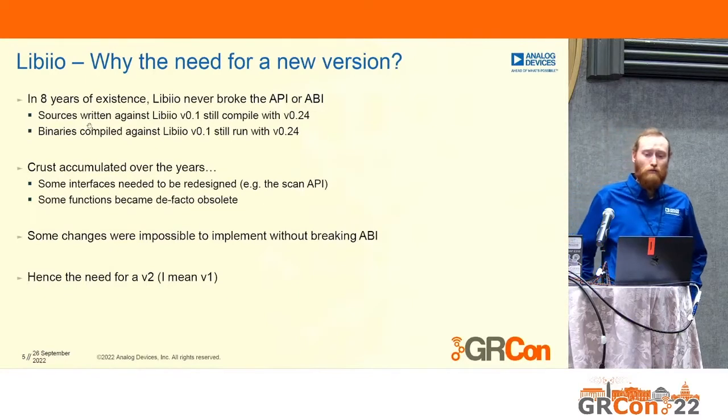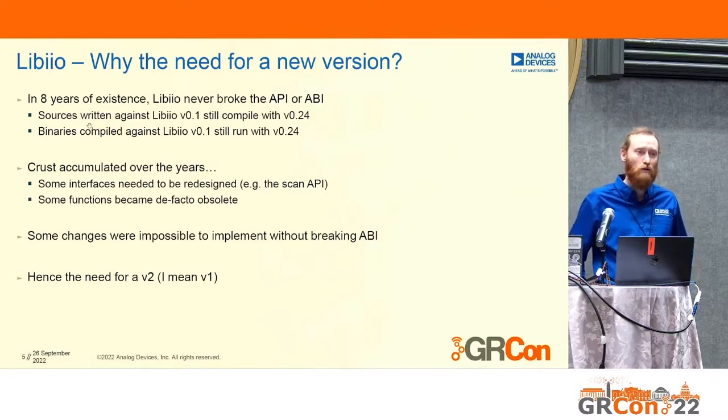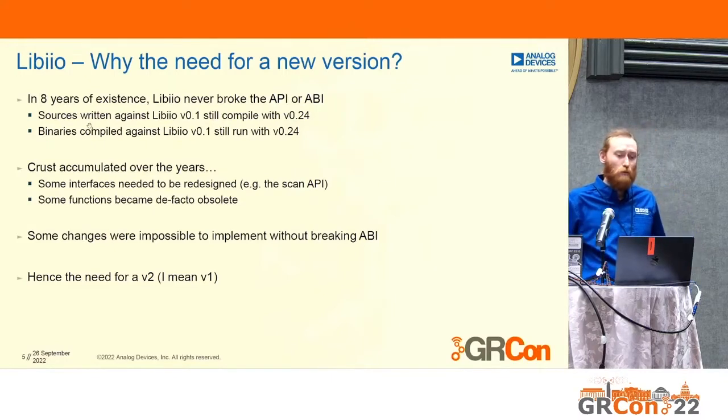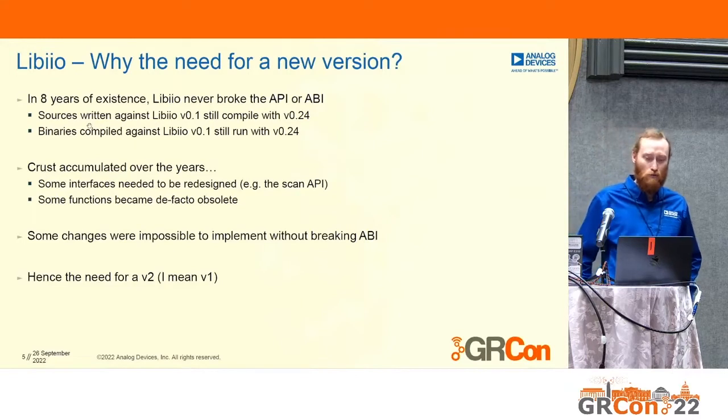So why the need for a new version? Well, in 8 years of existence, Libiio never actually broke the API or ABI, which means that the sources written and the binaries compiled back in 2014 for Libiio version 0.1 still run fine today with version 0.24. It also means that crust accumulated over the years. There's some cleanups to do. But more importantly, some changes were just impossible to implement without breaking everything. Hence the need for Libiio version 2, and by version 2 I mean version 1, because version 1 was actually version 0.